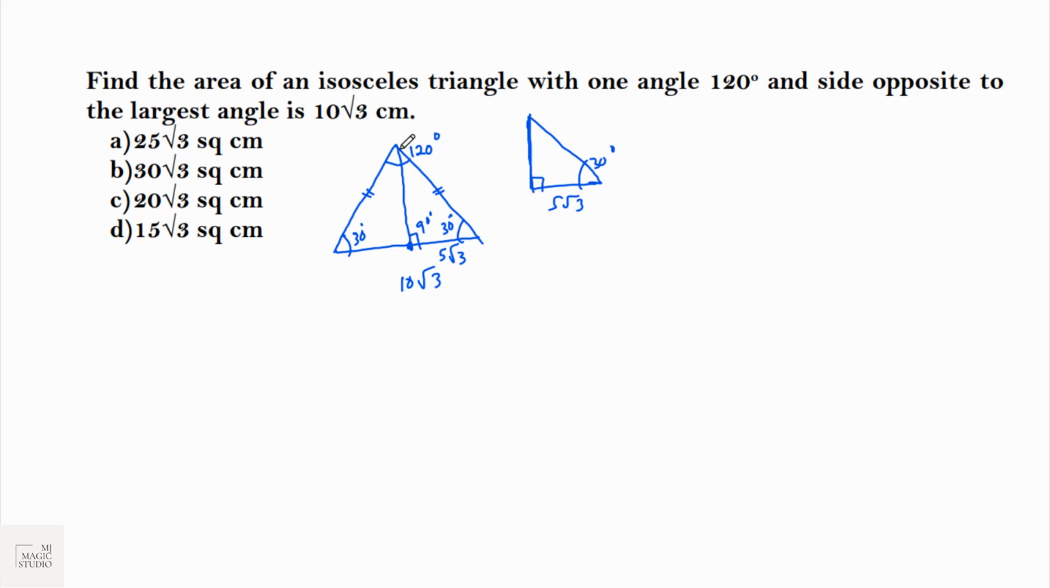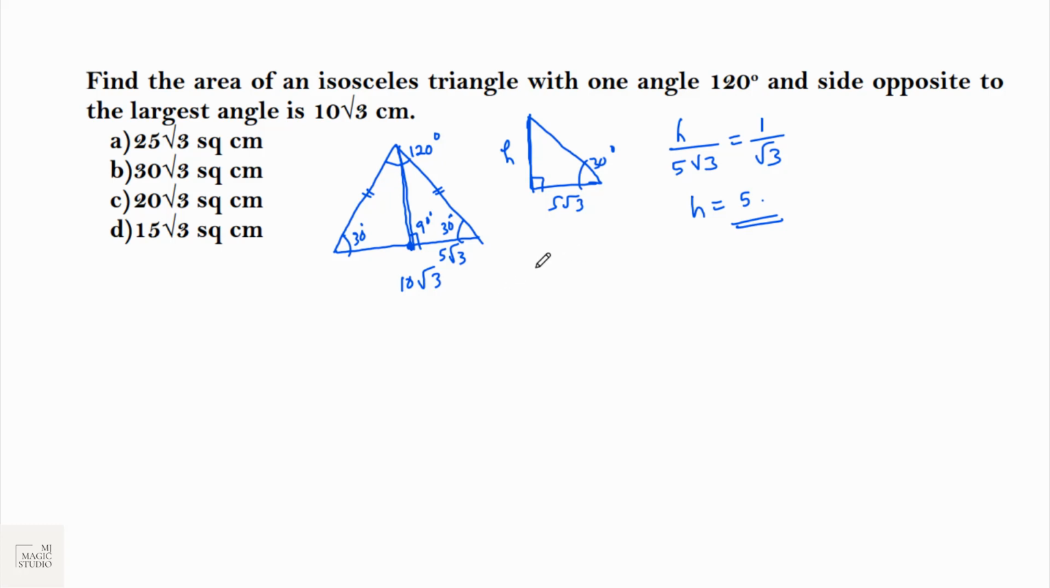And we need the height of the triangle. This is again the height of the triangle also. So we can use perpendicular by base equals to tan 30 degree. Tan 30 degree is 1 by root 3. That means height of the triangle is 5 units or 5 centimeter.